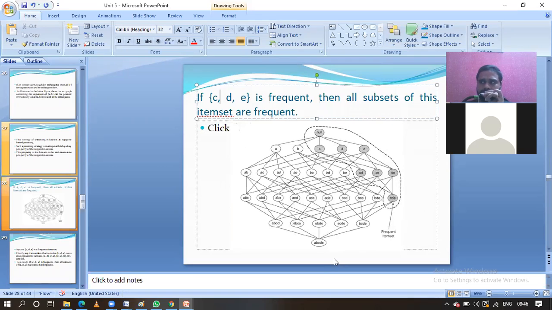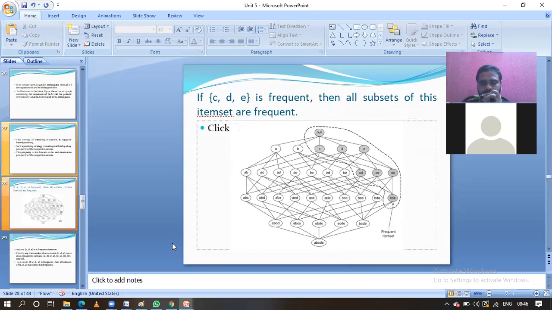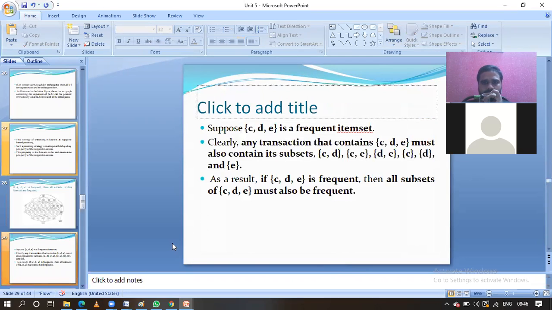We are going to use the second principle, guys, which is more frequently related to the Apriori algorithm. There is an explanation in the next slides. Here C, D, E are a frequent item set. All subsets, that is C, D, C, E, D, E, C, D, E, are all frequent, guys.